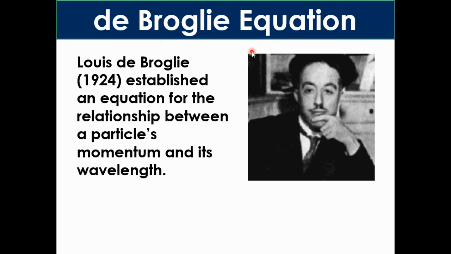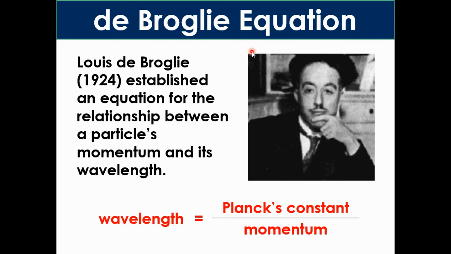So Louis de Broglie was a physicist in 1924, and he figured out this relationship between a particle's momentum and its wavelength. So wavelength is obviously a wave property. Momentum is a particle property. And he figured out that it was this relationship. So wavelength equals Planck's constant over momentum. This is given to you on your formula sheet, but as with many equations, it's worthwhile remembering this.